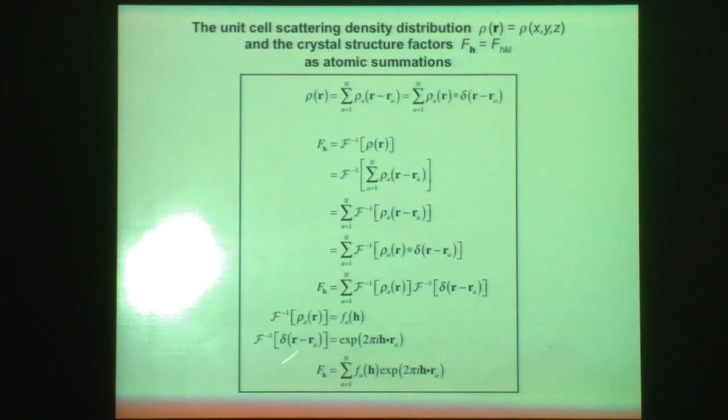And then the Fourier transform of this delta function, it turns out, is this simple imaginary exponential. That's a property you wouldn't know off the top of your head. We'll try to develop it perhaps later on. But it is so. So if we have these two Fourier transforms, then we can go from there to, in fact, the structure factor, which is also obtainable as the atomic summation. So both the structure factor and the density have an atomic summation representation.